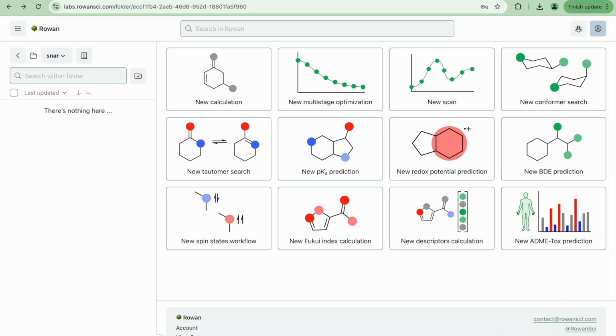Hi, I'm Corin, CEO and co-founder of Rowan, and in this video, we're going to show how to find a transition state in Rowan. So in this video, we'll first draw out the reactants, perform a scan to locate a structure that's near the transition state, and then, of course, do a transition state search to find the actual transition state and look at the frequencies to confirm that we have indeed found the correct one.